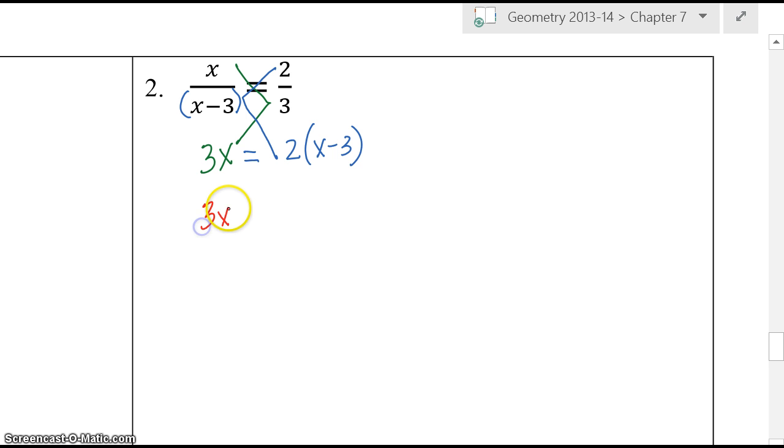So we get 3x equals, distribute, 2 times x is 2x, and 2 times negative 3 is negative 6. So now instead of combining just some numbers or some constants, we're going to combine the x's by moving the 2x to the other side. When you move it, you're going to do the opposite. So we're going to subtract 2x. 3x minus 2x is 1x, or just x, equals negative 6.